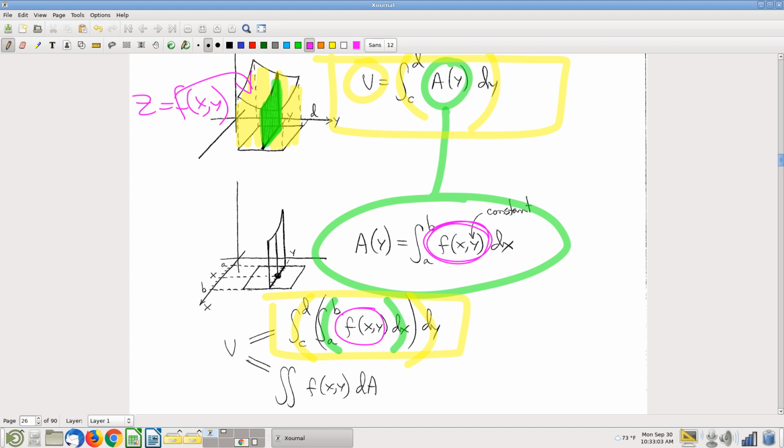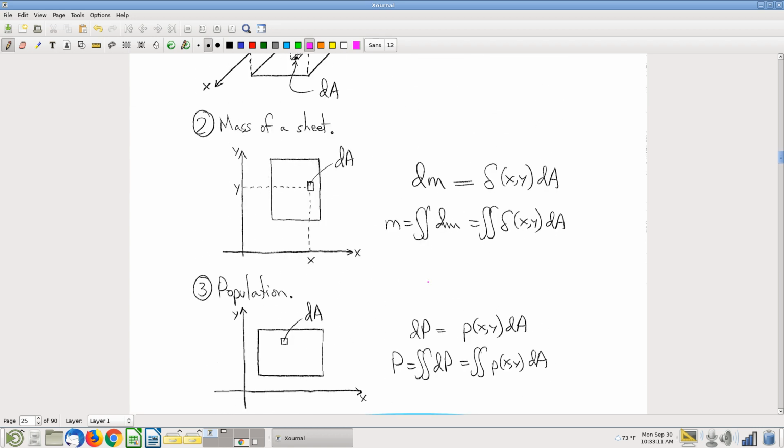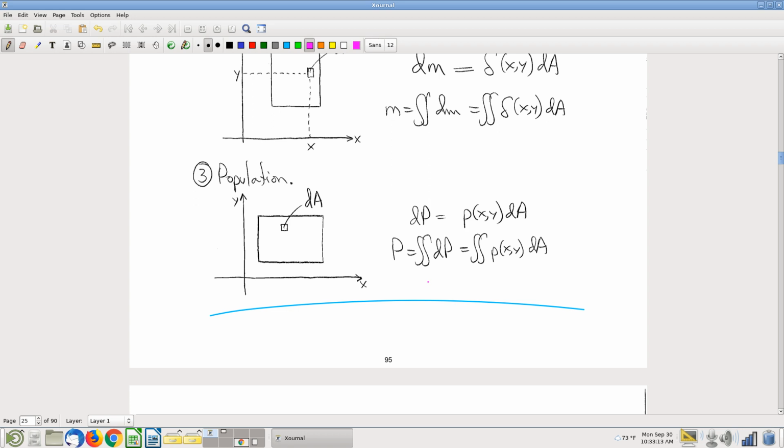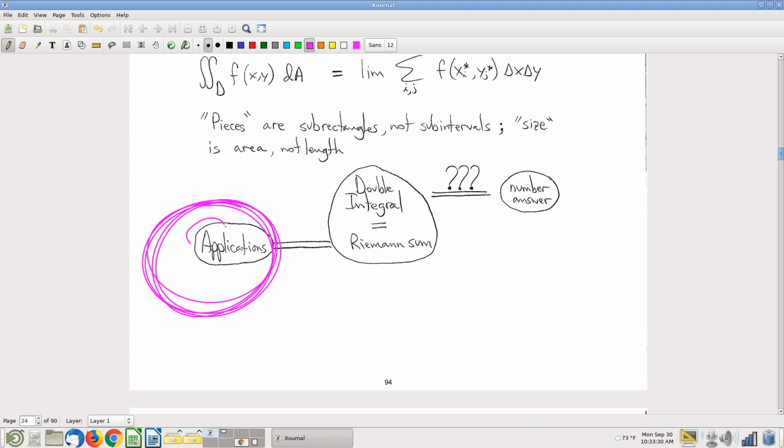Everybody on board? Okay, so who cares? We just computed volume. Why are we interested in computing volume? What we're really interested in is computing masses and populations and work and all sorts of other applications. I want to know how to compute the answers to all of these questions, not just one particular little silly geometry problem of volume under a surface. So how do I deal with all these other problems?